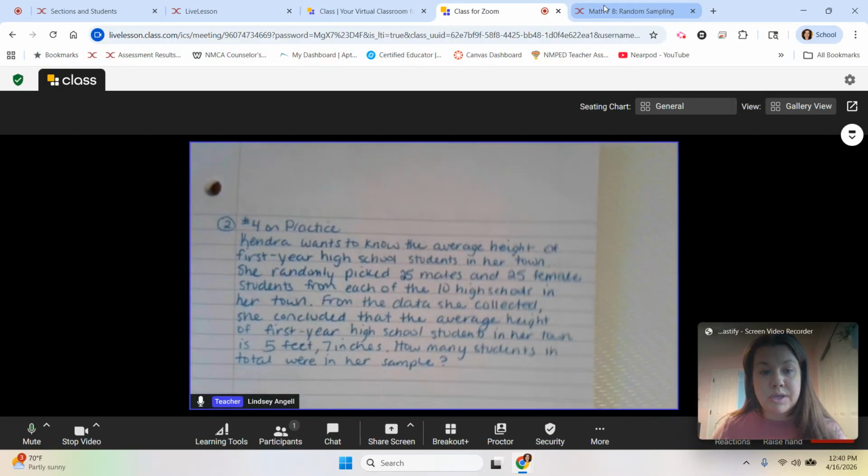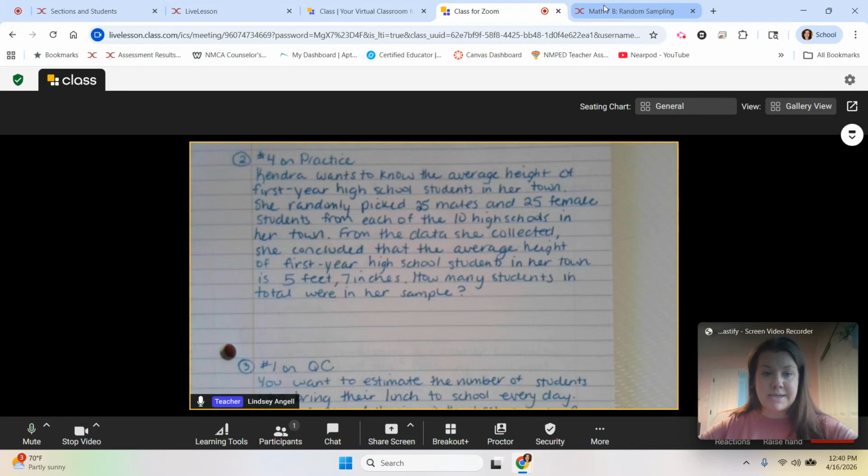Number 2 is number 4 on your practice. Kendra wants to know the average height of first-year high school students in her town. She randomly picked 25 males and 25 female students from each of the 10 high schools in her town. From the data she collected, she concluded that the average height of first-year high school students in her town is 5 feet 7 inches. How many students in total were in her sample?